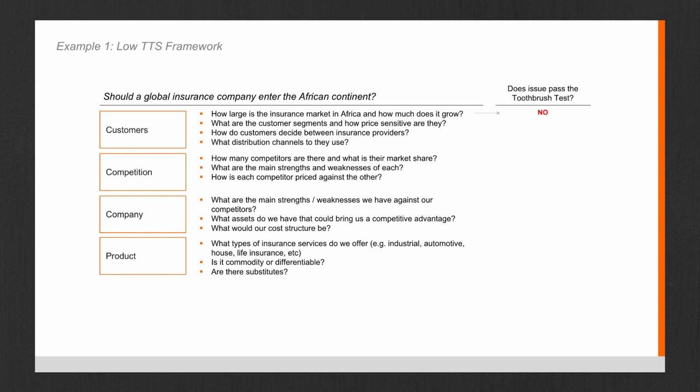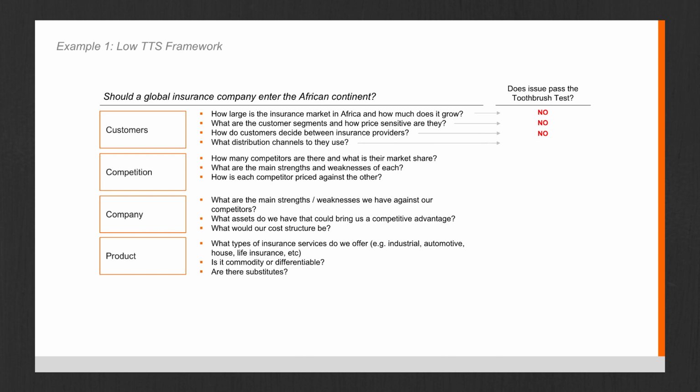What are the customer segments and how price sensitive are they? If you guessed no, you guessed right. You can use that for every case, so you shouldn't use that phrase like that in any case. I mean, you can use it a few times, but you need specificity to bring more to the table. How do customers decide between insurance providers? Again, no. You could have said, how do customers decide between toothbrush brands, which is the equivalent, and you would not be insightful because it's just not specific enough.